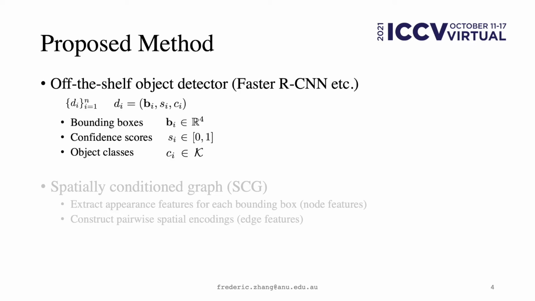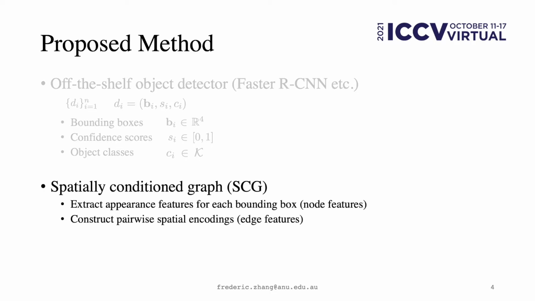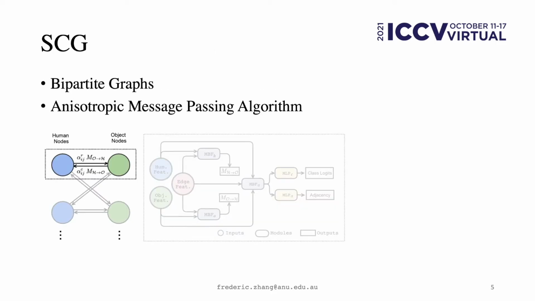For the full model, we first run an off-the-shelf object detector to get a set of bounding boxes, confidence scores, and object classes. Then for the proposed spatially conditioned graph, we use the appearance features as node features, and some learned spatial encodings as the edge features. Specifically, due to the heterogeneous nature of nodes, we employ a bipartite graph as shown on the left, with human nodes on one side and object nodes on the other.